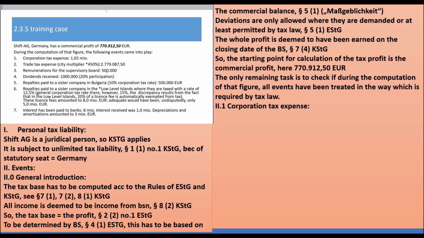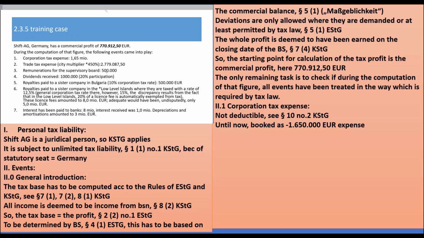Let's begin with corporation tax expense. That's naturally not deductible. It's a standard rule. You remember paragraph 10, number 2, KStG. So if it is not deductible, it should be booked with a zero in tax accounting. That's not precise under the technical aspect. At least it should come into calculation at the final stage of events, when the income is computed, with zero.